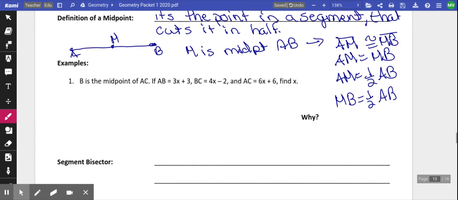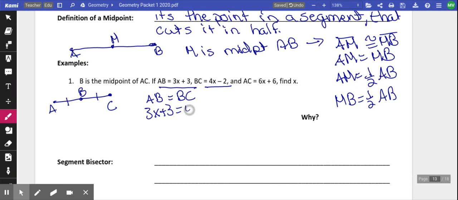So that makes doing this problem here, where B is the midpoint of AC, easier. I always like to draw myself a little sketch. So I have AC, and B is the midpoint. That means AB and BC are congruent, so AB equals BC. So 3x plus 3 equals 4x minus 2, and solve the algebra. Subtract 3x from both sides, we get 3 equals x minus 2. Add 2 to both sides, and x equals 5.